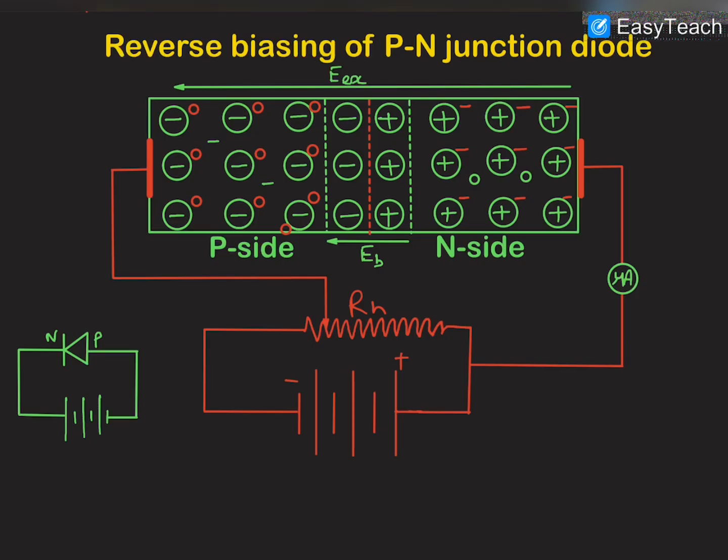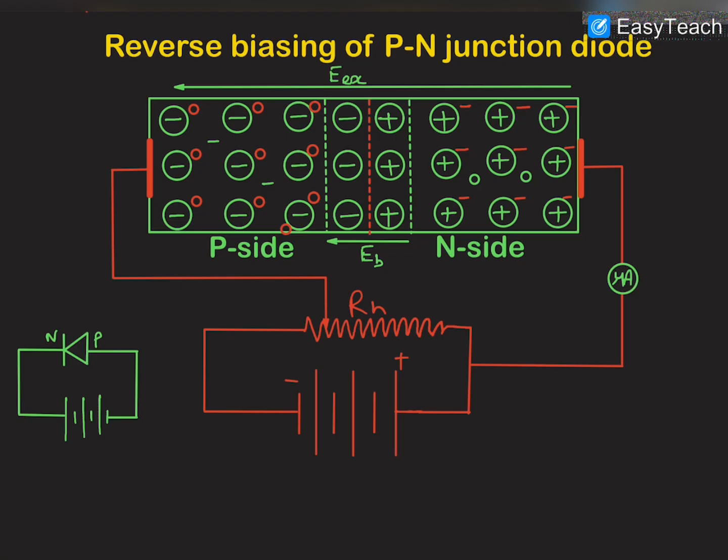In this video, we are going to discuss the reverse biasing of the PN junction diode. So obviously in the reverse biasing, we would be connecting the P side of the diode with the negative terminal of the battery and the N side of the diode with the positive terminal of the battery. So this is the connection of the PN junction diode.